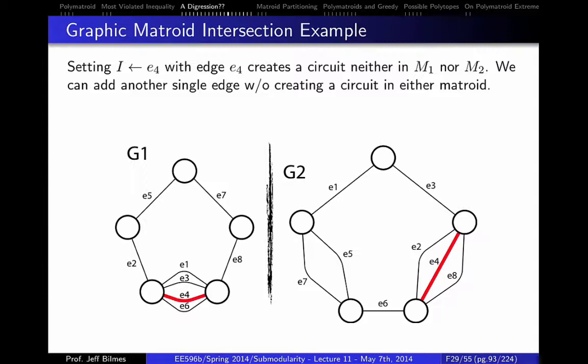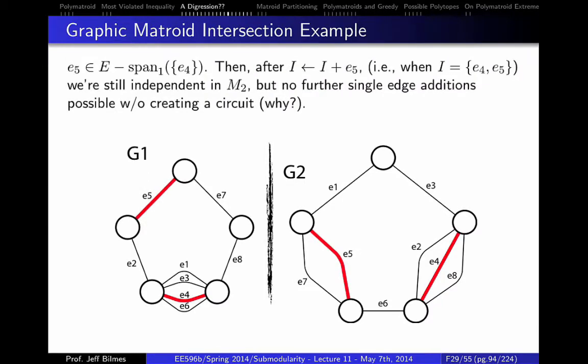And you can see in both matroids, no circuit is created. Right? So red is essentially the current independent set. Okay, and then what we do is we choose another edge from something that's not in the current span of E4. So on the left-hand side, we're doing this relative to matroid 1. And let's say we got lucky, we chose E5. So definitely no circuit is created on the left-hand side matroid, on G1, right? And so we have these two guys.